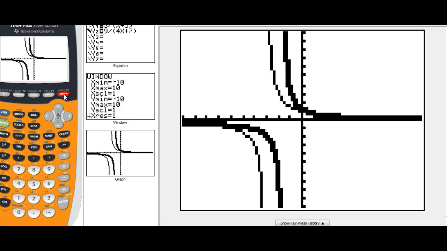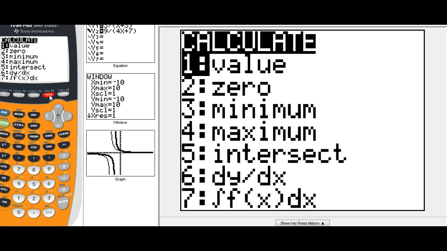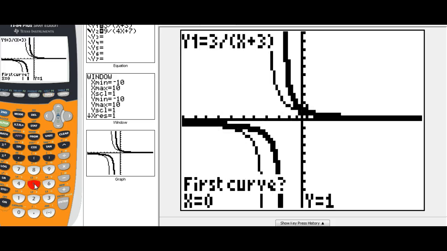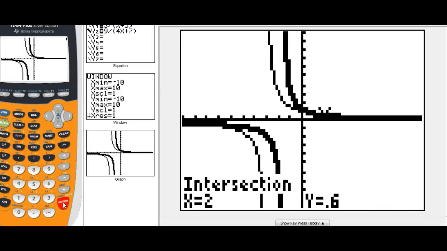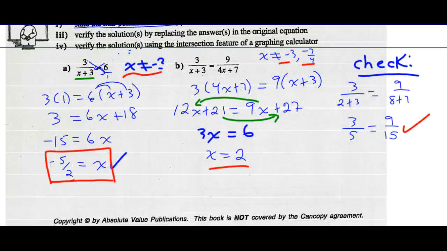So if I go second calculate, point of intersection, number 5. First curve, second curve, make a guess, though you don't have to. There's my solution, x equals 2. So it works graphically, we solved it, we checked it algebraically, it checks out, so that should be a good solution.